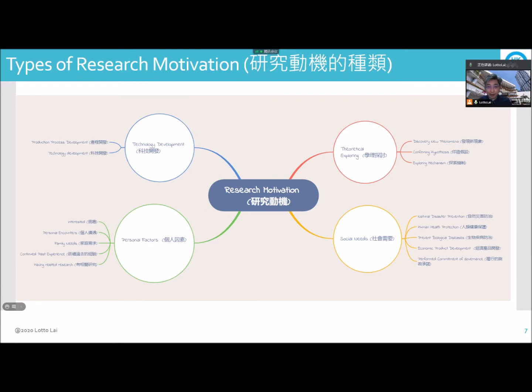Then we use a diagram to separate each type of research motivation into a different branch, and then we will introduce them one by one.